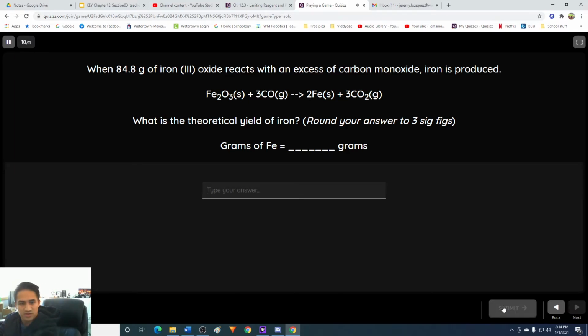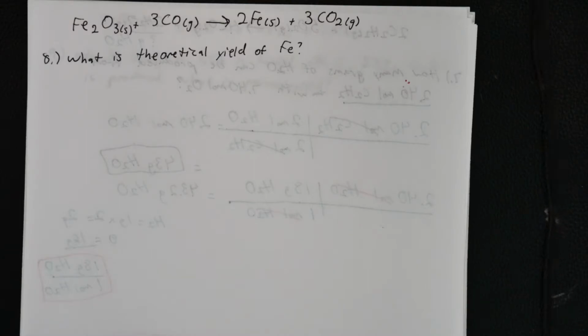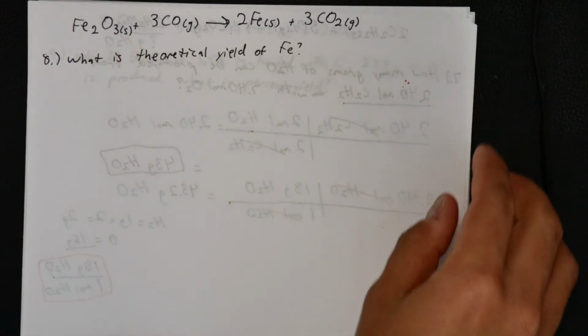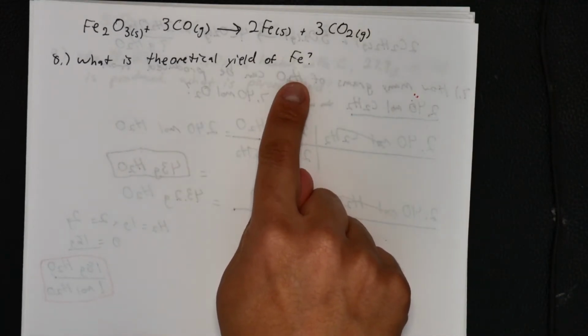Next question. It says when 84.8 grams of iron 3 oxide reacts with an excess of carbon monoxide, iron is produced, and they give us a reaction. What is the theoretical yield of iron? I'm going to switch back to my camera on my desk so we can show our math work on paper. I do have the problem written out here. So here's our reaction, and the question is asking, what is the theoretical yield of iron?